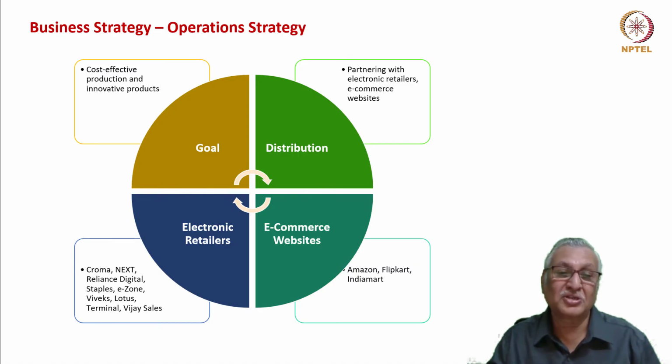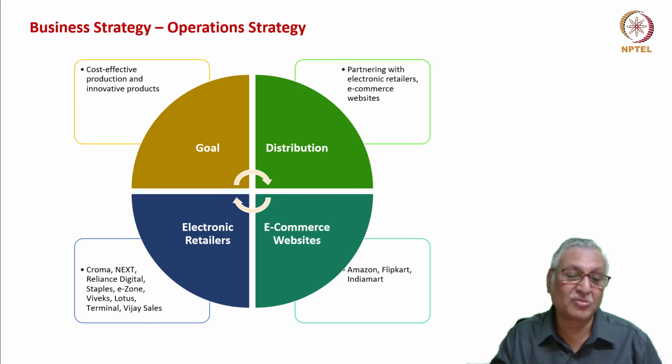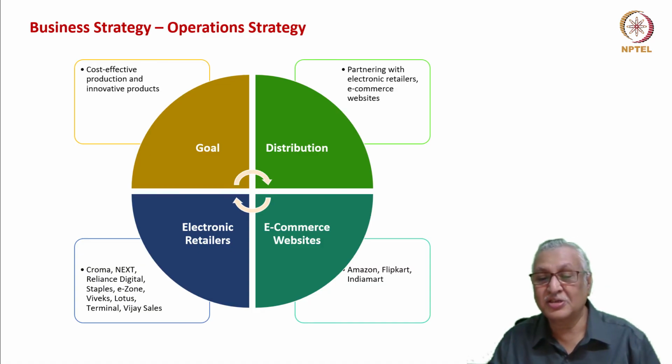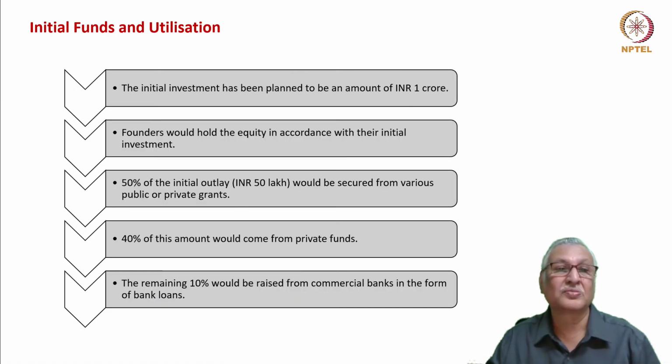The goal of the operation strategy is to ensure cost-effective production and innovative products. The distribution strategy aims at partnering with electronic retailers, e-commerce websites. And the electronic retailers will be Chroma, Next, Reliance Digital, Staples, C-Zone, Vivex, Lotus, Terminal, Vijay Sales, etc. And the e-commerce websites will be Amazon, Flipkart, India Mart, and so on.